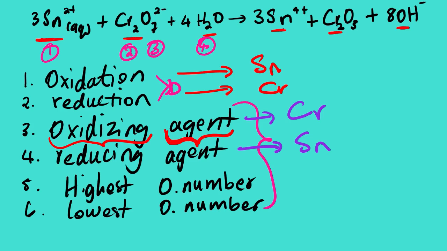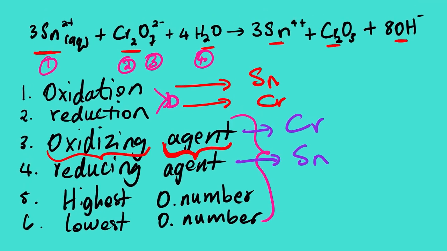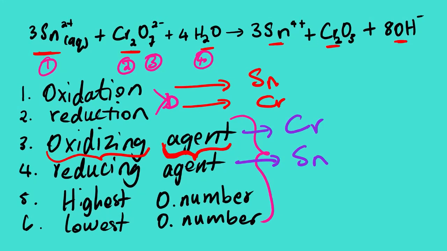Now we look at highest oxidation number. We calculated that the oxidation number of chromium in this chemical reaction is 6+. Now you can see that that is the highest number. That is the highest oxidation number. So the answer for this question is Cr, chromium. It has the highest oxidation number.